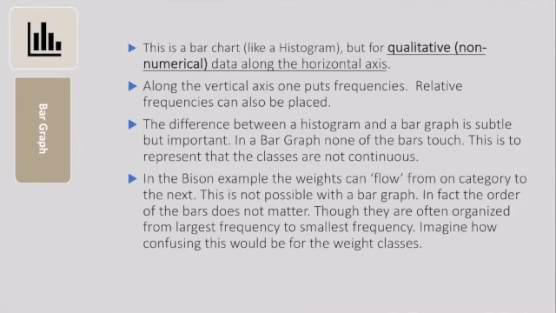A bar graph is like a histogram, but it's for qualitative data, and the qualitative data will go along the x-axis. Along our vertical axis, you could put frequencies or relative frequencies. Again, the graphs will have the same shape. The difference between a bar graph and a histogram, though, is that none of the bars touch, okay?